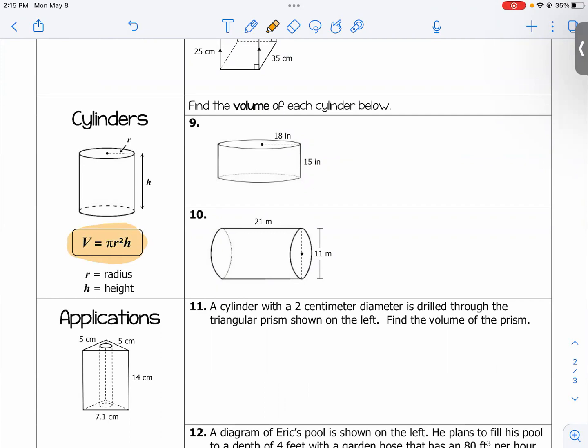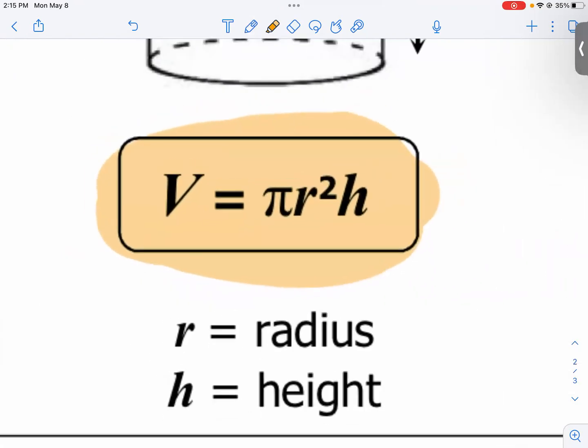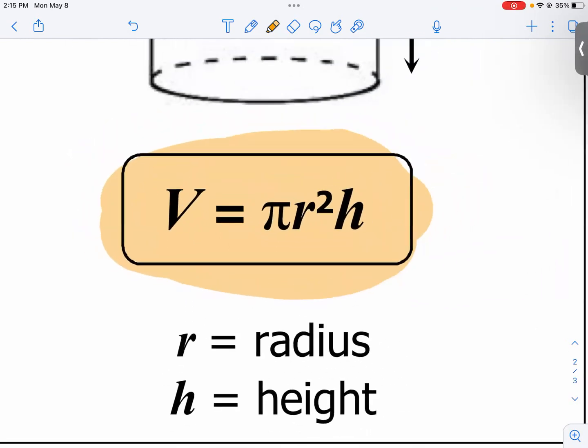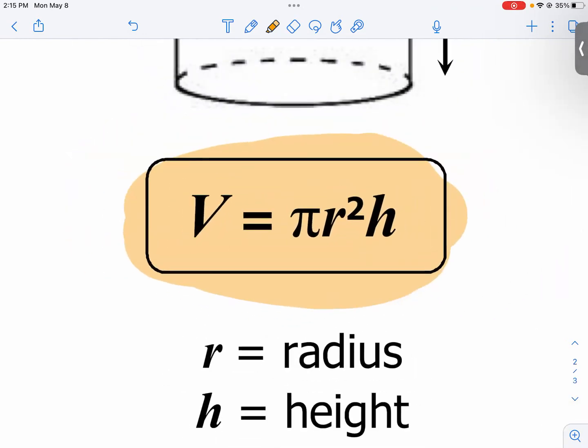Okay, now I would like you to please draw your attention to a cylinder. So if the volume of the prism is area of the base times the height, and a cylinder is just a circular prism, see where I'm going with this? The volume of a prism is area of the base times the height. And a cylinder is just a circular prism. Area of the base times the height.